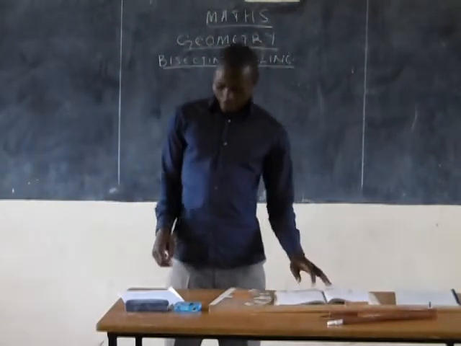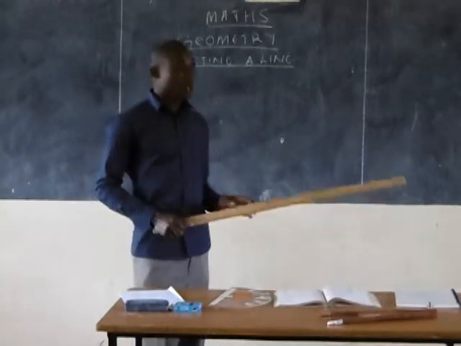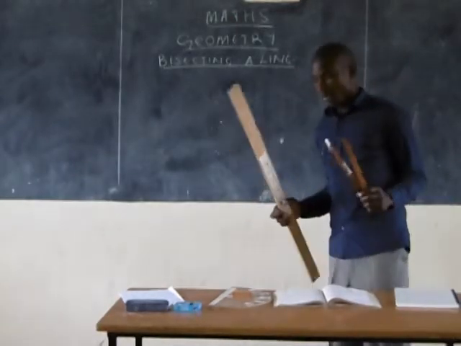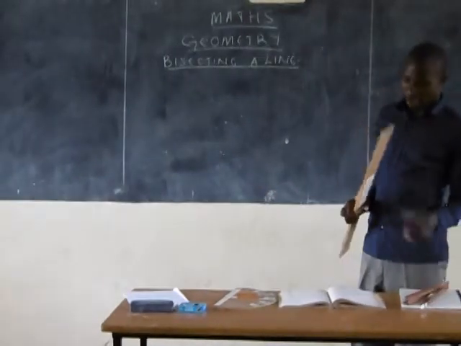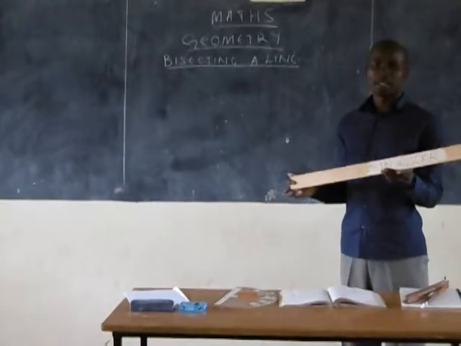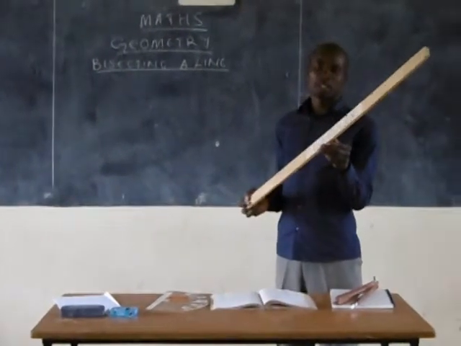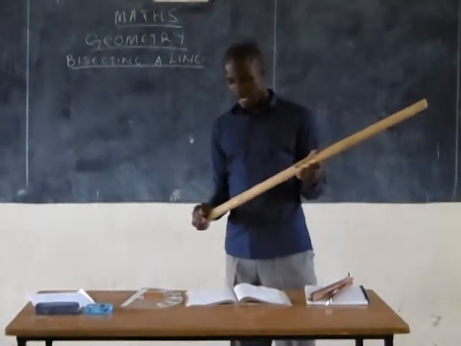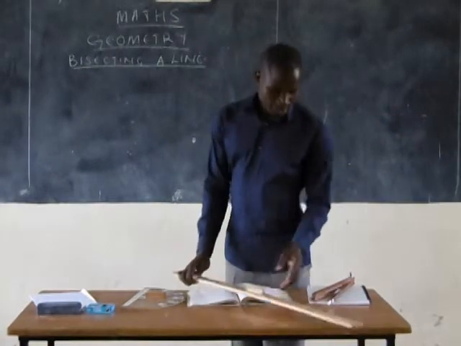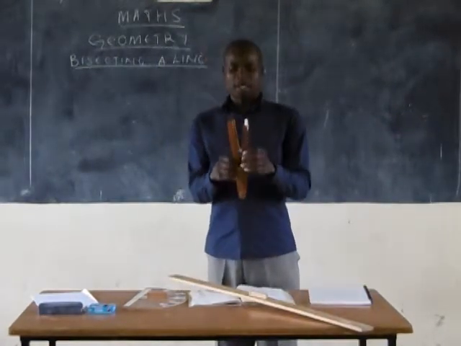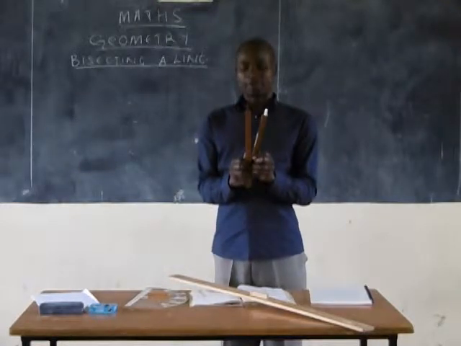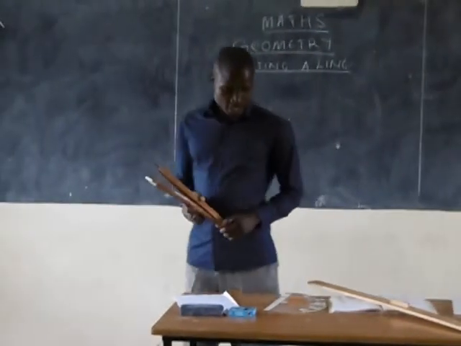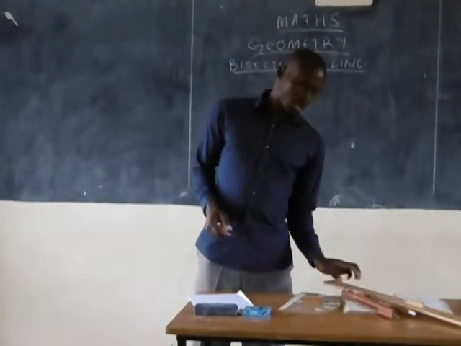First of all, the materials that we need to use when we are bisecting a line, one of them is one I'm carrying in my hand. What do we call it? Very good. This is a ruler. Then we shall have this, a pair of compasses. I hope that you have yours, and yours is smaller than mine.